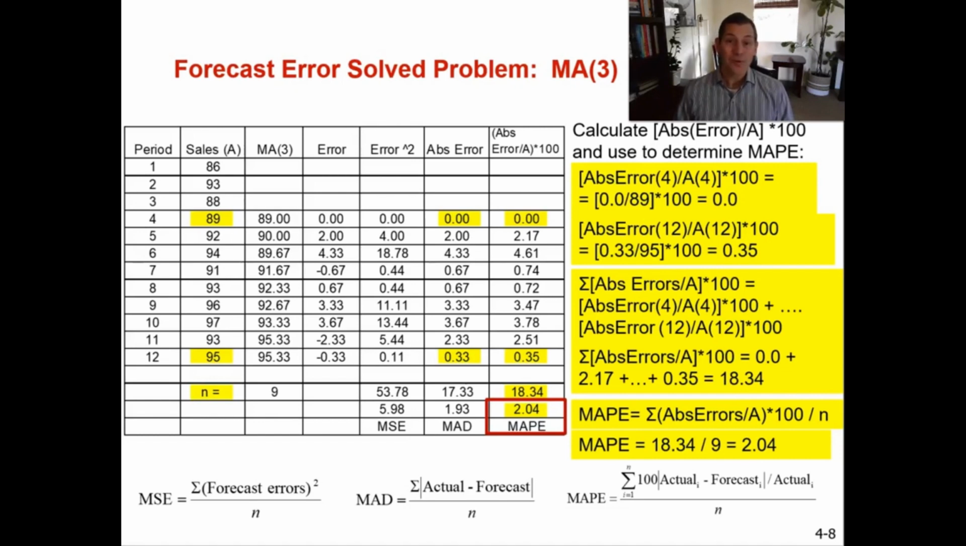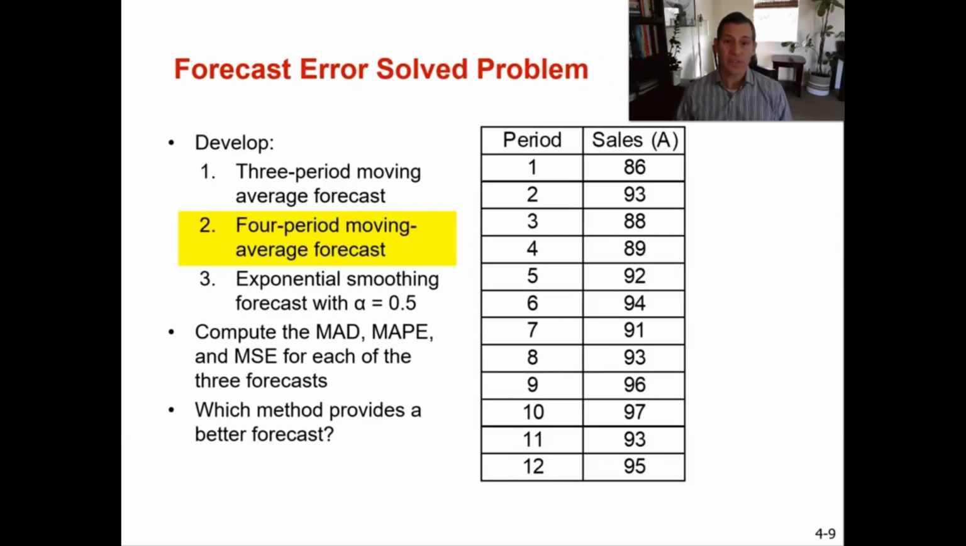But we want to see which forecast is the best. All we've done is calculated the error on the 3-month moving average. What we want to know is what's the best forecasting method. Is it a 3-month moving average, a 4-month moving average, or is it exponential smoothing? We don't know yet. So now let's do the same thing for the 4-period moving average.